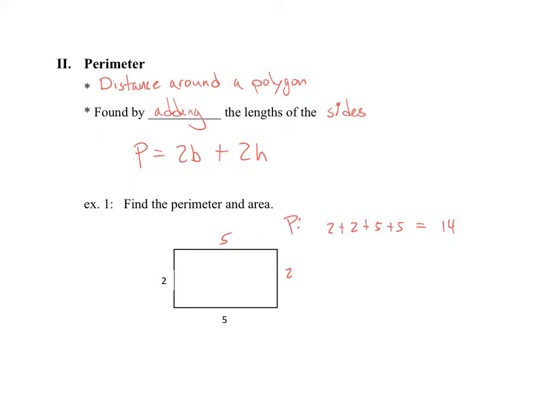The other way we could use our formula, right? If you don't want to write all these in or write all this down, you could do your 2 times 5 plus 2 times 2. 2 times 5 is 10. 2 times 2 is 4. 10 plus 4 is 14 still. We still get the same answer, right? Okay.